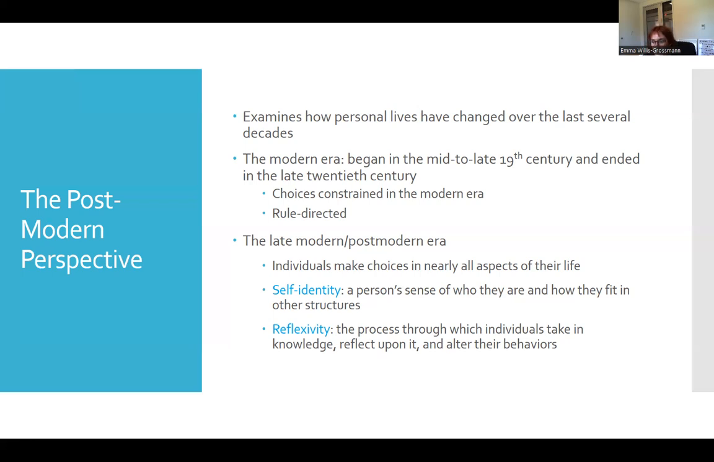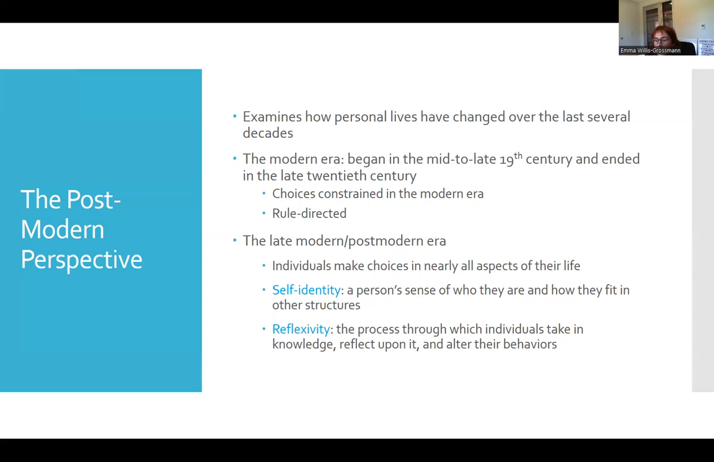The postmodern era, though, is marked by choice and decision. And it doesn't necessarily have to follow a clear-cut guideline. So now people can follow many different life courses. This period is marked by self-identity, which is a person's sense of who they are and how they are in other structures. And identity development and personal growth is a priority during this era.